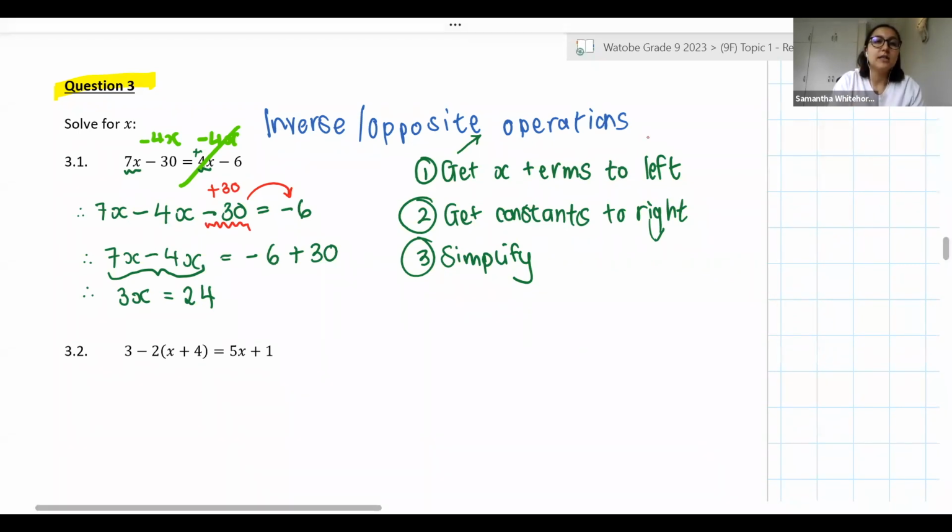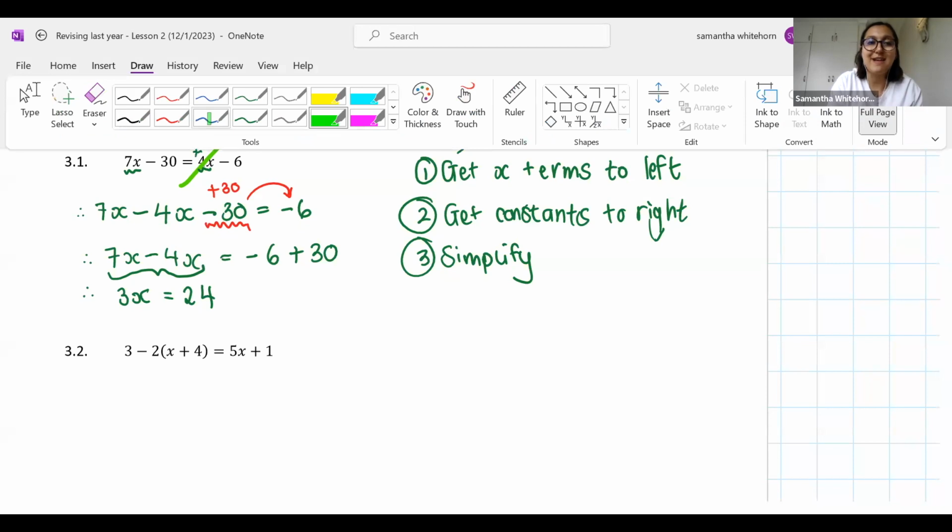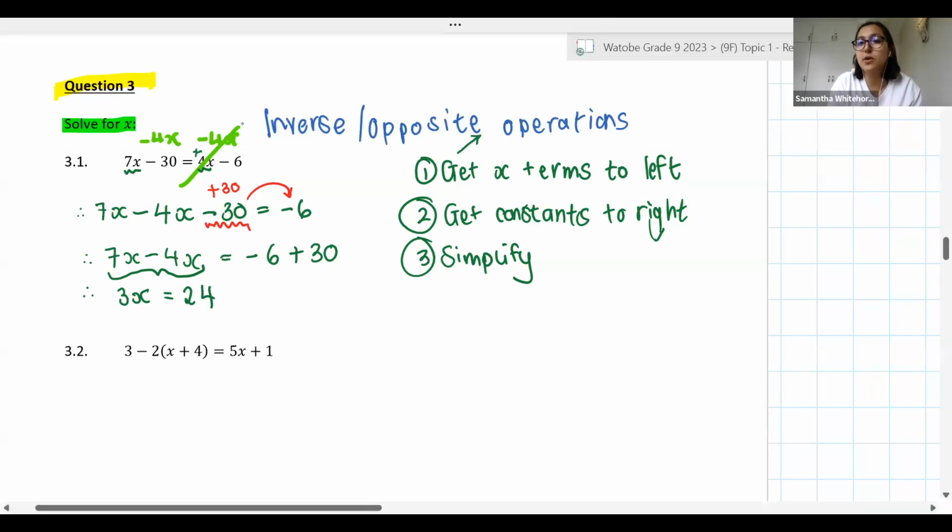Right, who wants to try and tell me what the next step is? Because remember, the whole point, and I think it was Tando who actually told us, of an equation is to solve for x. I need to get a value for x. So Oratile, what do I need to do?